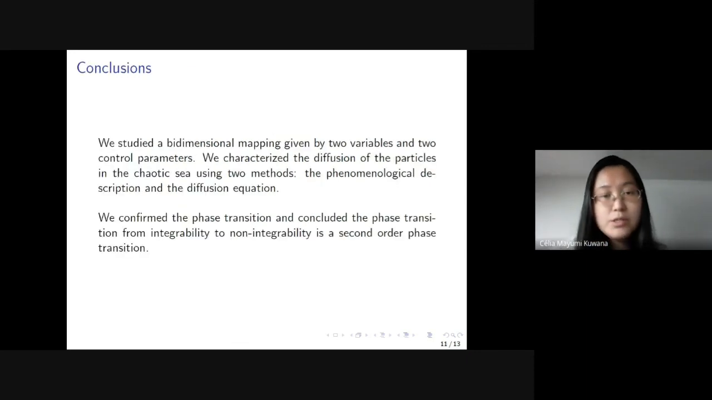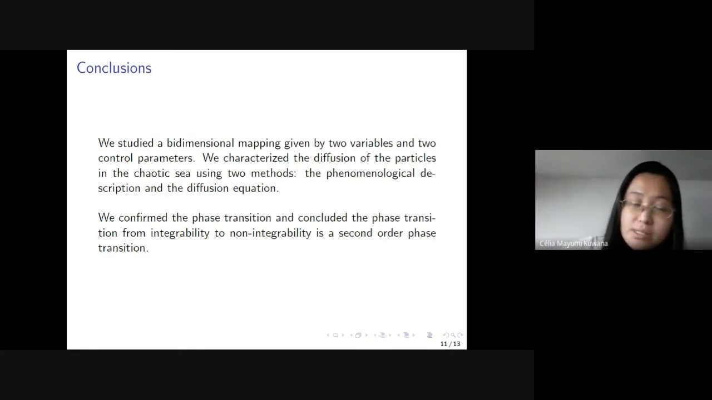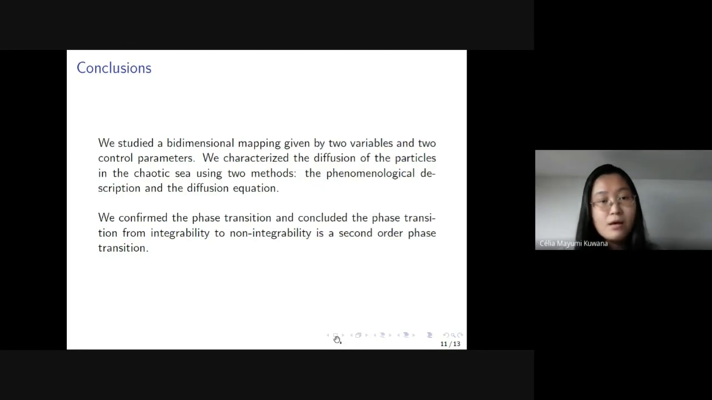So we studied the bidimensional map described by two variables and two control parameters, and characterized the diffusion using phenomenological description and the diffusion equation. We confirmed the phase transition and conclude it is a second order phase transition.